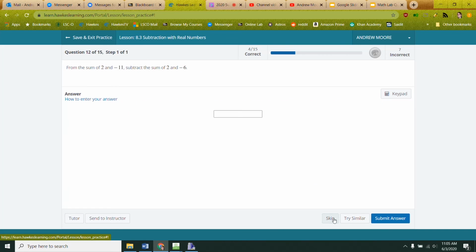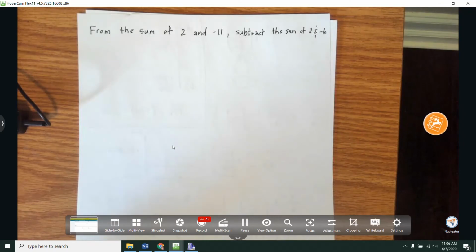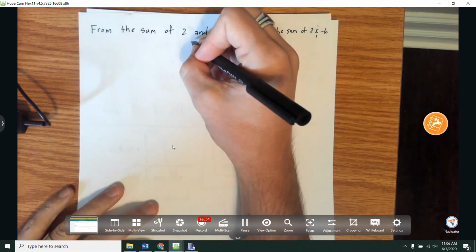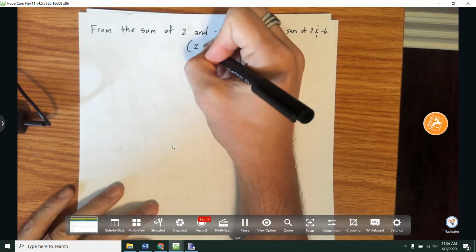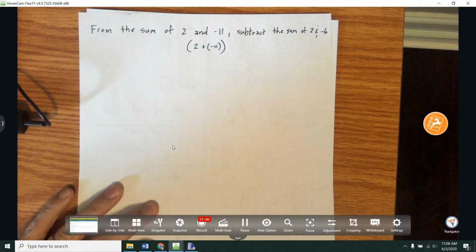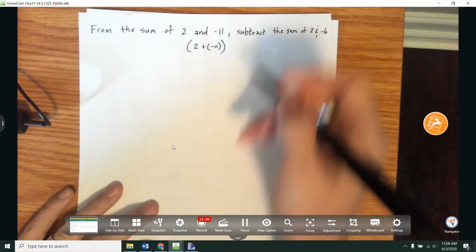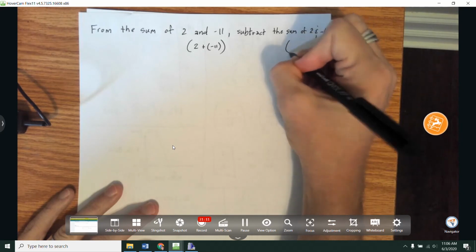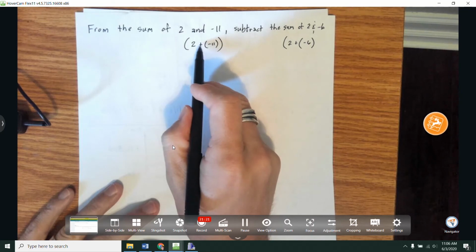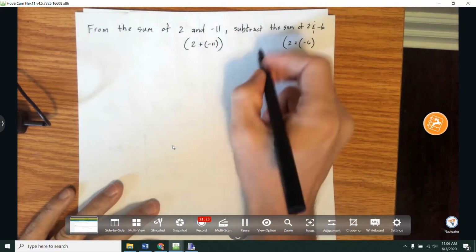From the sum of 2 and negative 11, subtract the sum of 2 and negative 6. All right, it says from the sum of 2 and negative 11. So we know that this sum means we're going to be adding these. So this is going to be 2 plus negative 11. It says subtract the sum of 2 and negative 6. So this is sum again, so this is going to be 2 and negative 6 getting added together. So basically what we're going to do is find this, and then we're going to subtract between them.